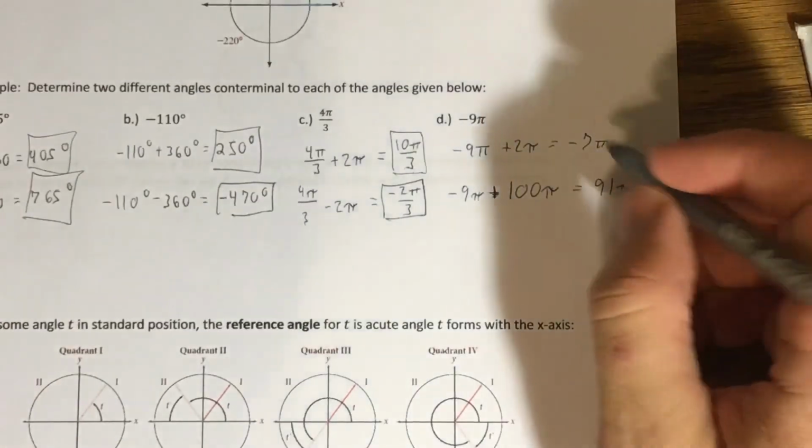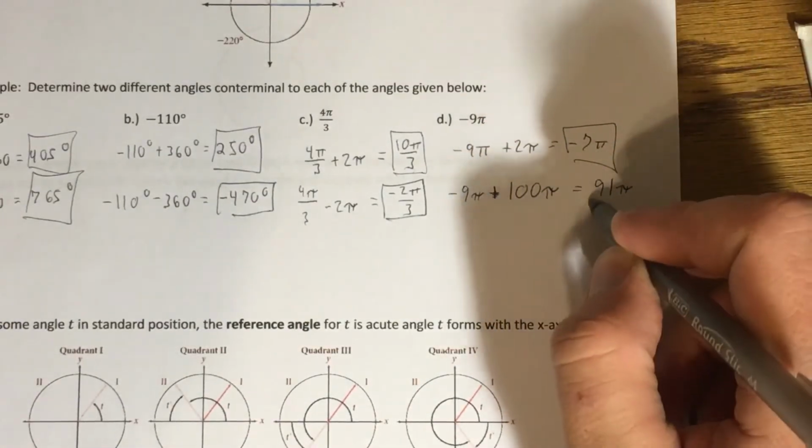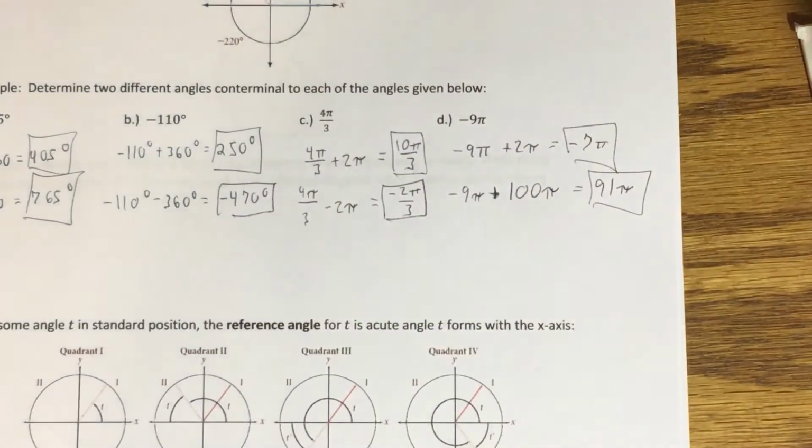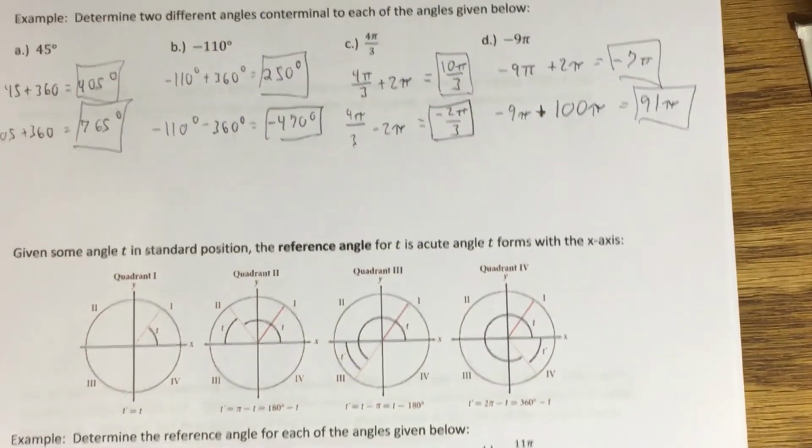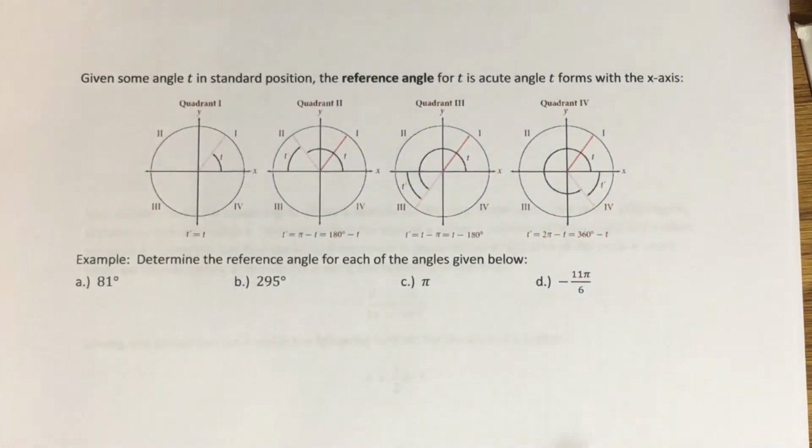And you absolutely do not have to choose a number like that when you're finding coterminal angles, but it makes it a little bit more interesting, I guess. All right, so that's a little bit on coterminal angles. Let's talk about reference angles next.